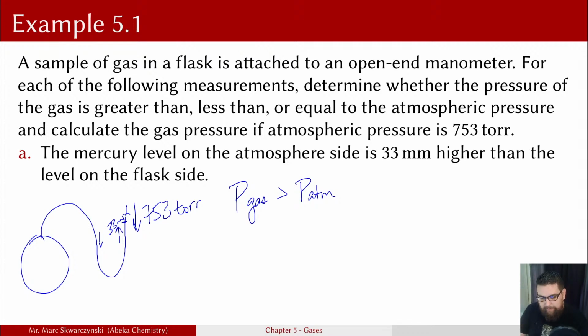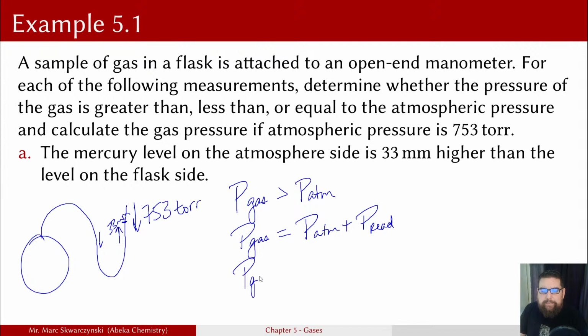So because of that, based on that formula, the pressure of the gas is equal to the pressure of the atmosphere plus the reading. Pressure read, I guess? I don't know. I don't normally give it a subscript. All right. And so that's how we figured this out.